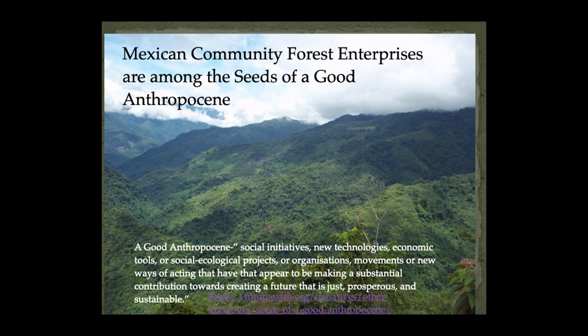But the proposal of a good Anthropocene is that we're now being very bad planetary managers, but we have the information and we have the possibility of becoming good planetary managers. And so the idea of a good Anthropocene, where we put the planet on a sustainable path, there's a definition there that you can read. And so my proposal is that Mexican community forest enterprises are among the seeds of a good Anthropocene. And I'm sorry I went a little long.